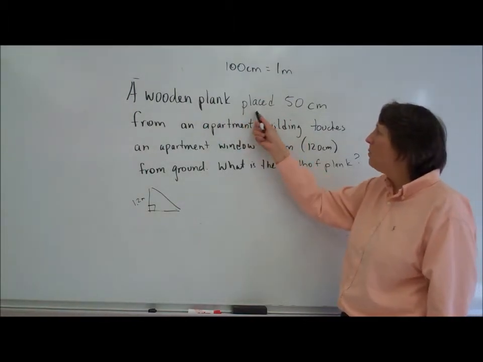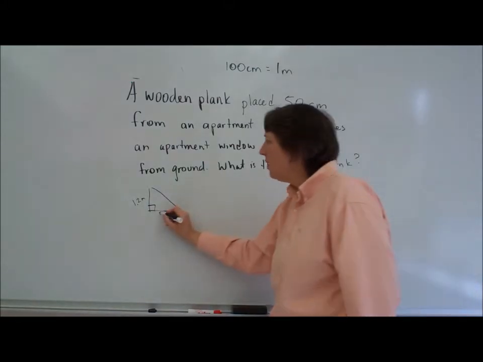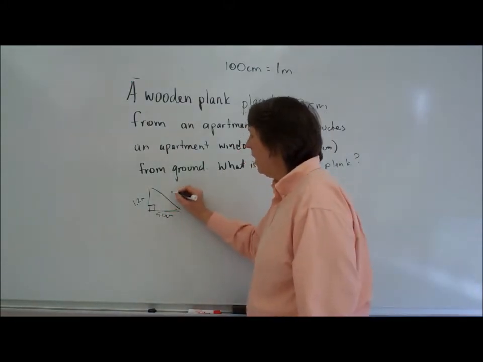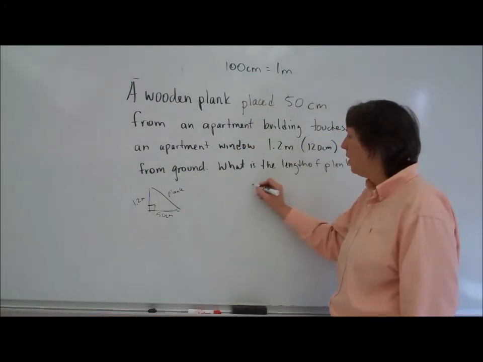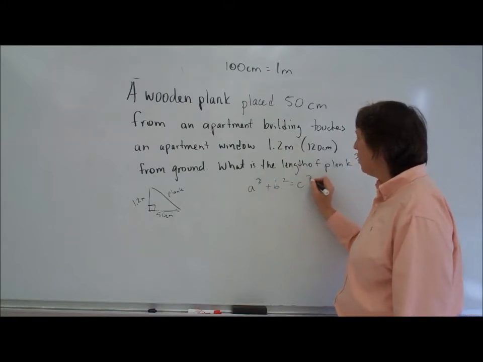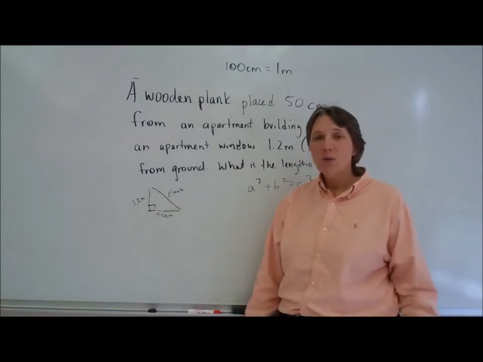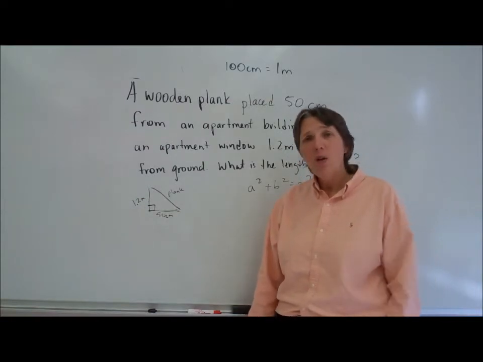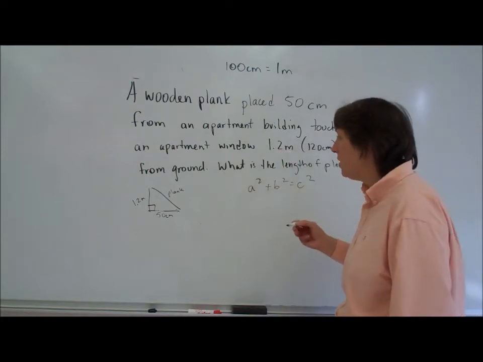The wooden plank is placed 50 centimeters from an apartment building. So this has got to be the 50 centimeters. And this is the plank. So we're going to use the formula a squared plus b squared equals c squared. And we can't work with meters and centimeters. They always have to have the same units. So it did tell us that 1.2 meters is 120 centimeters.